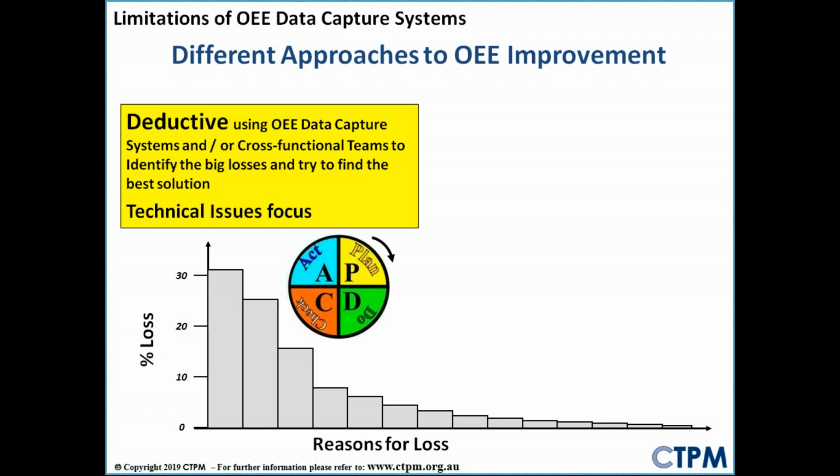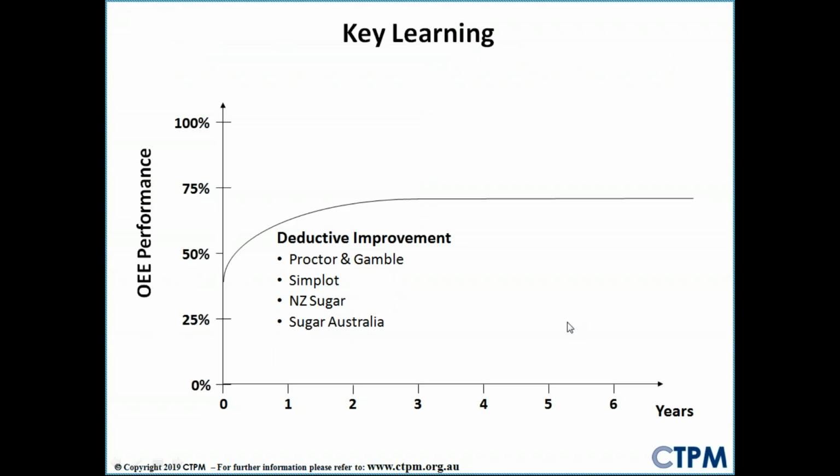And we call that deductive improvement, using OEE data capture systems, or cross-functional teams to go out and do observations, etc., and talk to operators and get the data to identify the big losses and try to find the best solutions. And that's really working around the top 2 or 3 and saying, let's use a structured method, plan, do, check, act, which I think we're all familiar with, to get a good result. Now, like I said, we all do that, and it is a valid approach.